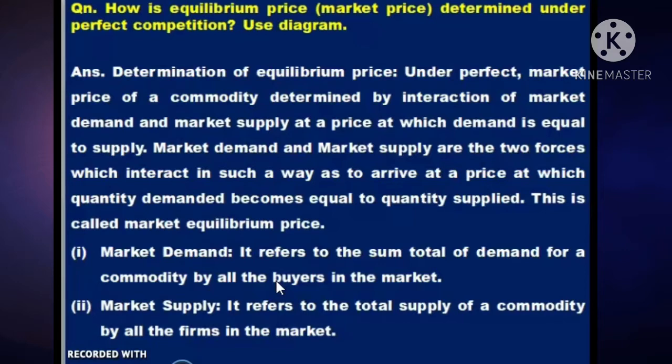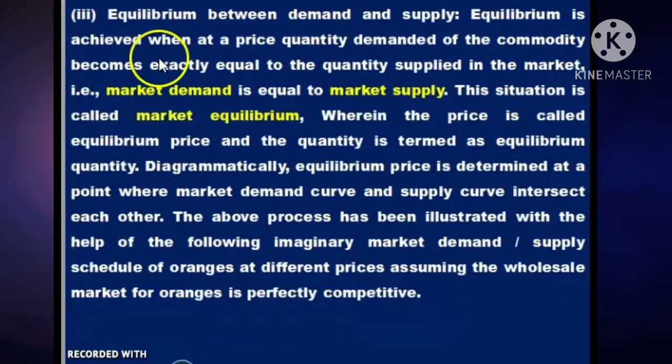So what is the condition here? When price increases, the producer will be willing to sell more as he has a profit motive, and when price decreases, he will sell less. That is the state of market supply. So we have to see the equilibrium between demand and supply here.